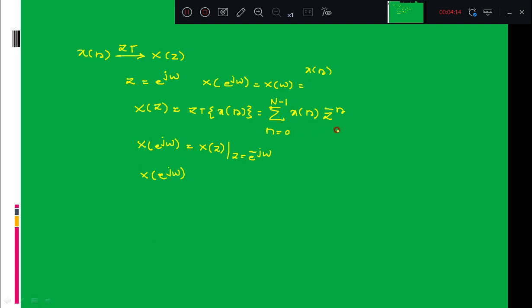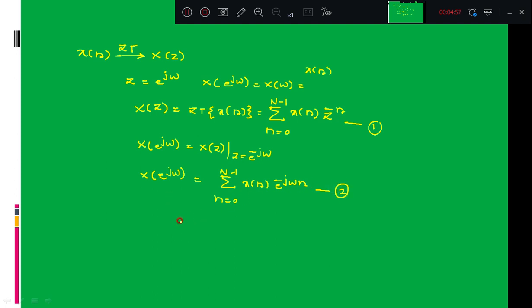So wherever z is there in the equation number 1, you have to replace it by e raised to j omega, which is a complex quantity. So X of e raised to j omega equals the summation, as it is, n equal to 0 to N minus 1. Next, the input sequence x of n is as it is. Next, this z I will replace by e raised to minus j omega, raised to the discrete variable n, right? Let me consider this one as equation number 2.